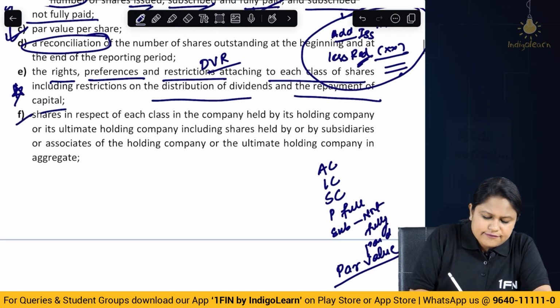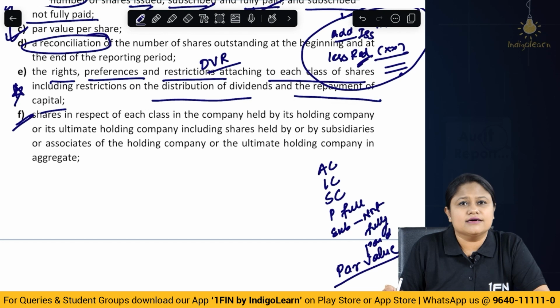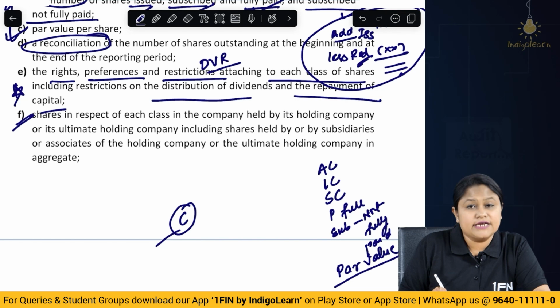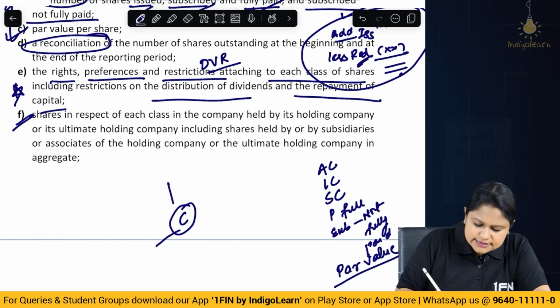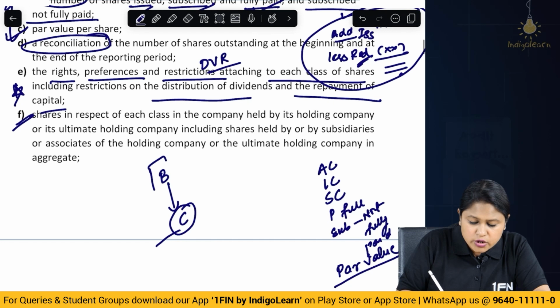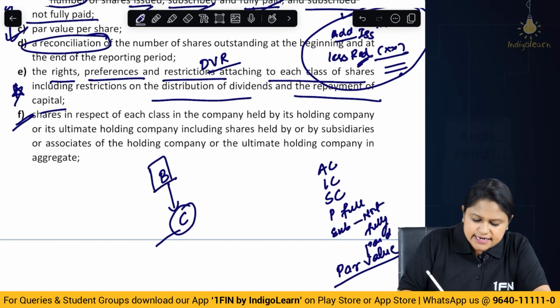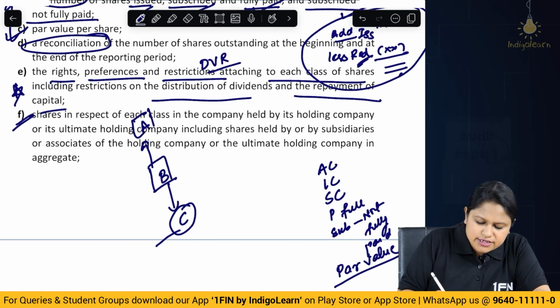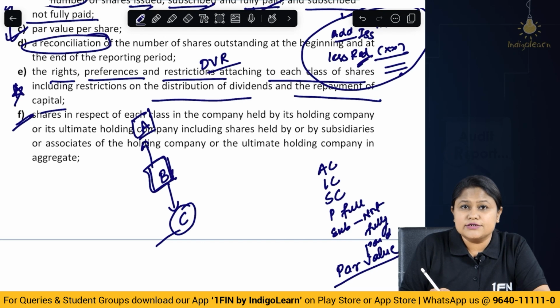Then the next point is regarding the holdings by the holding companies and the ultimate holding companies. Suppose you're doing the audit of company C, and there is another company B which is holding shares in C. Then there is another company A which is holding shares in B, and B is holding shares in C. So basically we call A the ultimate holding company. B is the holding company of C. A holding company should hold not less than 51% of the capital, correct.